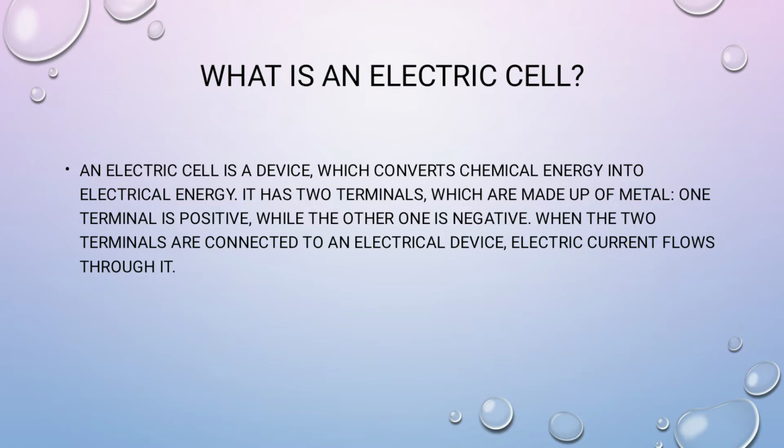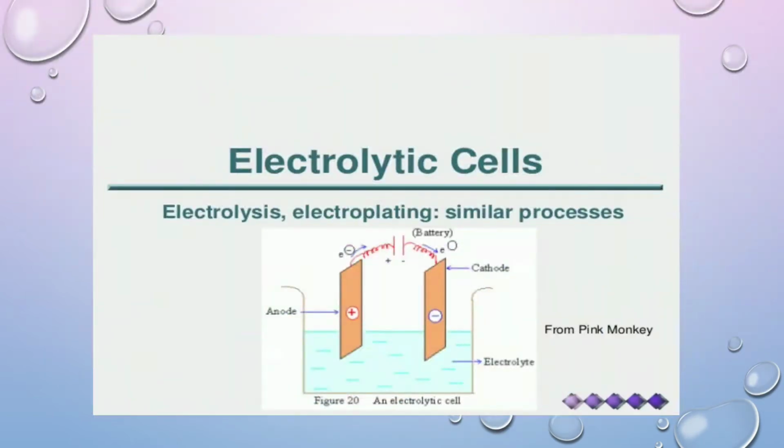An electric cell is a device which converts chemical energy into electrical energy. It has two terminals which are made up of metal. One is positive and the other one is negative. When the two terminals are connected to an electrical device, current flows through it. So this is the diagram of an electrolytic cell.